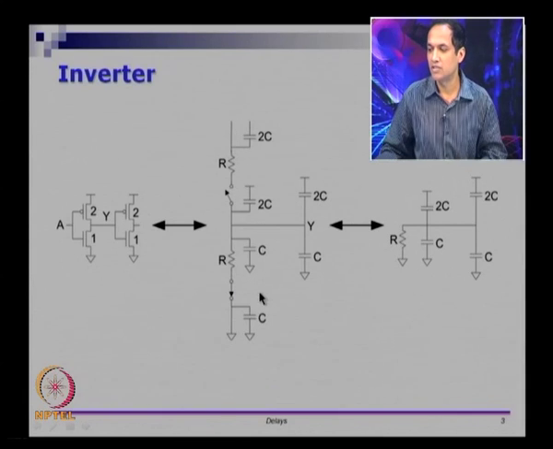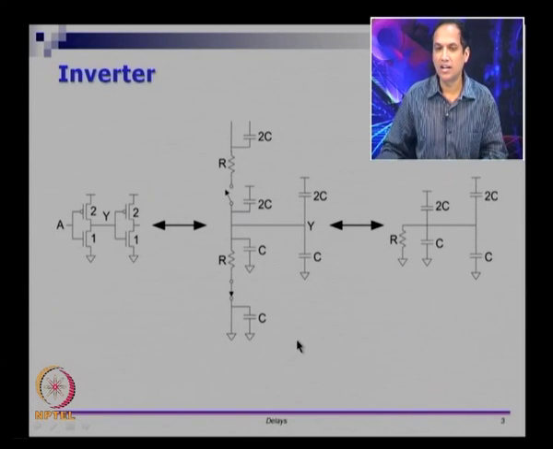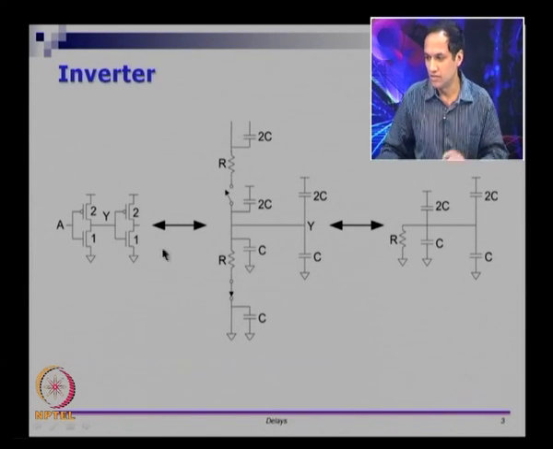At this point we can assume that these 2 switches are ideal switches, right. Now, if I put A equals 1, then this switch will act as a conducting switch and this switch is open or non-conducting. If you look at the resistance, then this is a pull down network. If I put A equals 1, this Y will get pulled down, right.